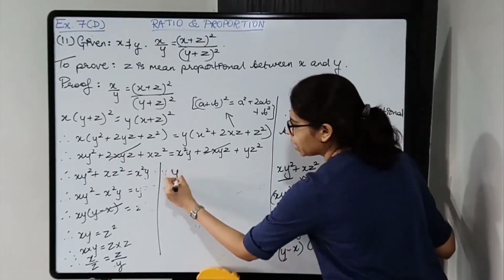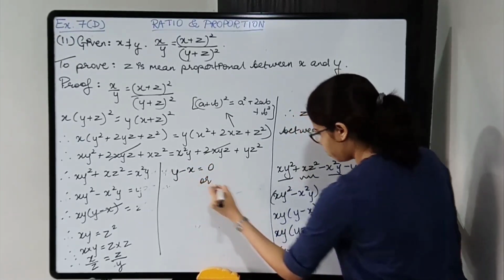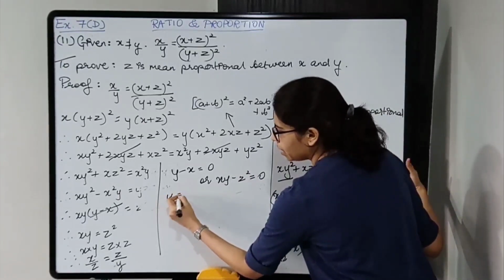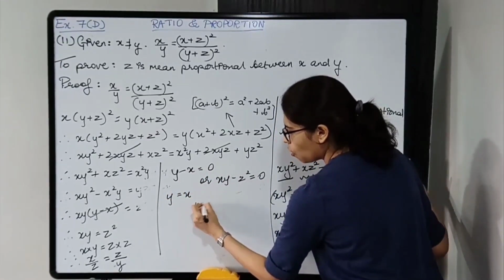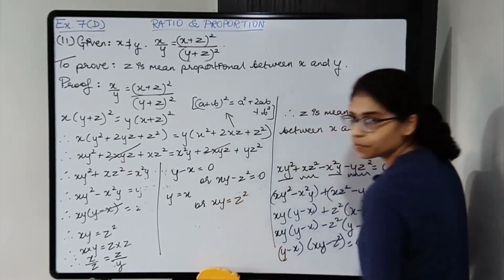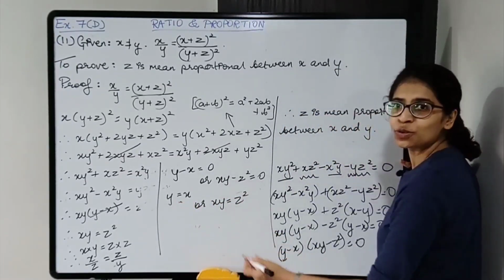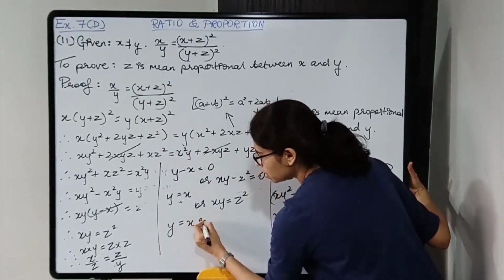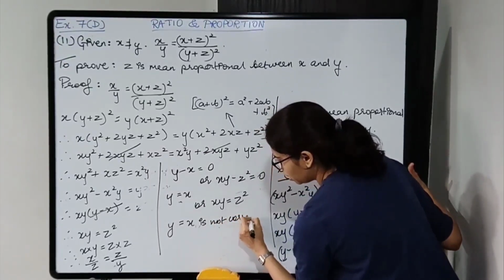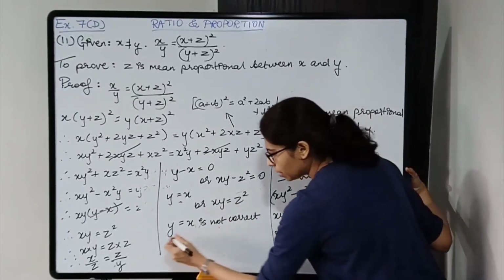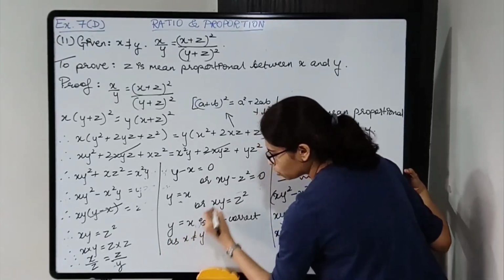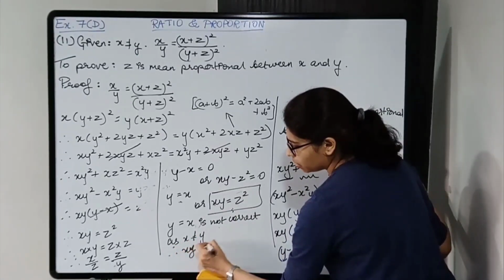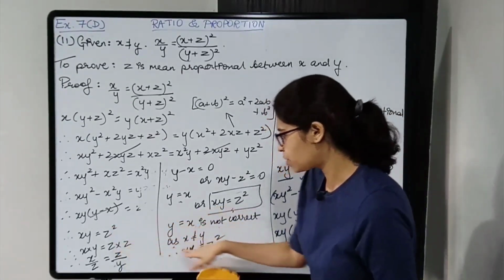You will get y minus x equal to 0 or xy minus z² equal to 0. So y equal to x, shifting x over here, or xy equal to z². Is this true? No, it is given x is not equal to y. So y equal to x is not correct or not acceptable, okay, as x is not equal to y. Therefore xy is equal to z², and then you will follow the same procedure.